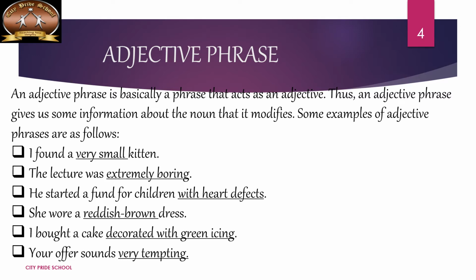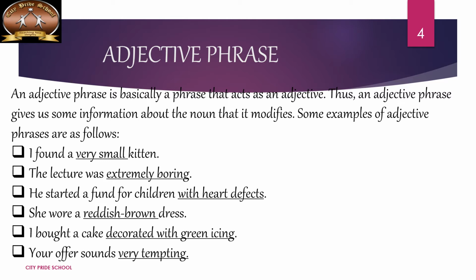As we all know, an adjective is a word that describes a noun or gives you more information about the noun, how the noun is. Sometimes a group of words functions as an adjective. It has a head adjective. There may be other words before or after the head adjective, and they together make an adjective phrase. Thus, an adjective phrase gives us information about the noun that it modifies.